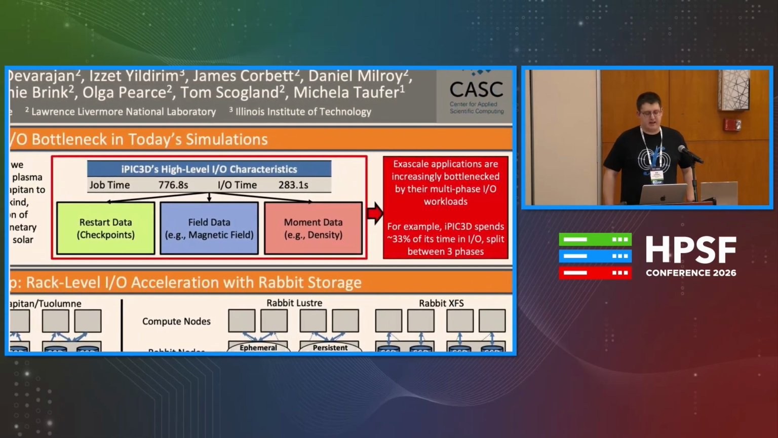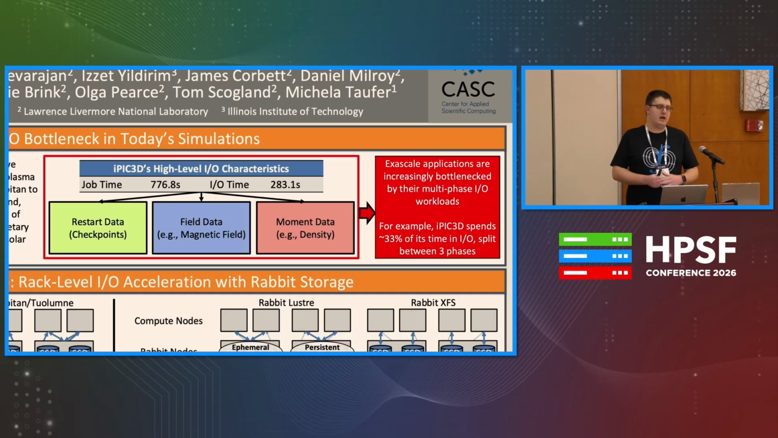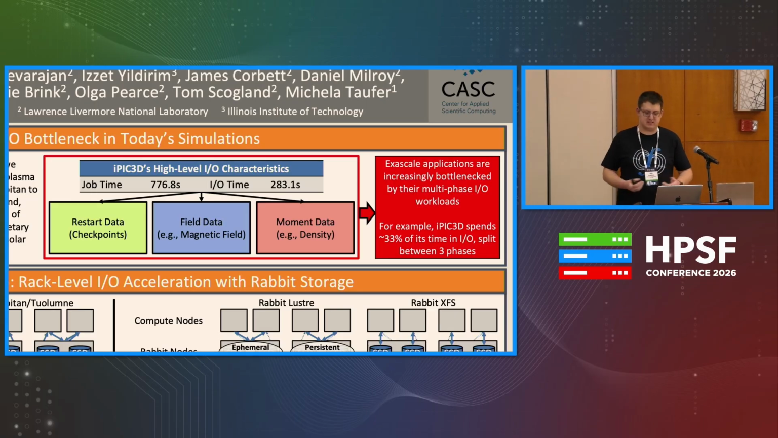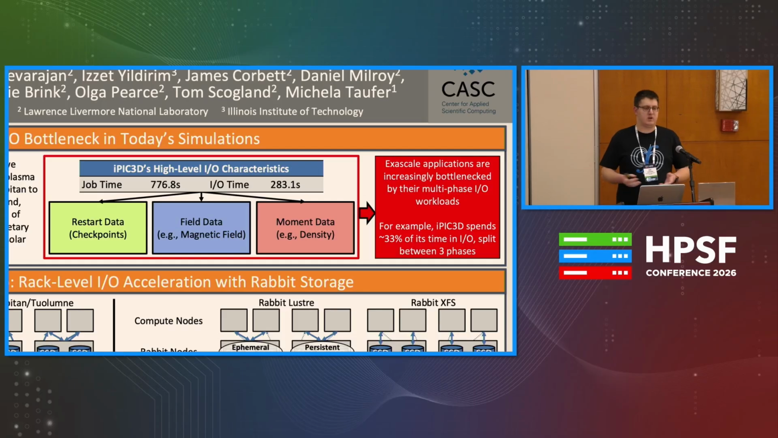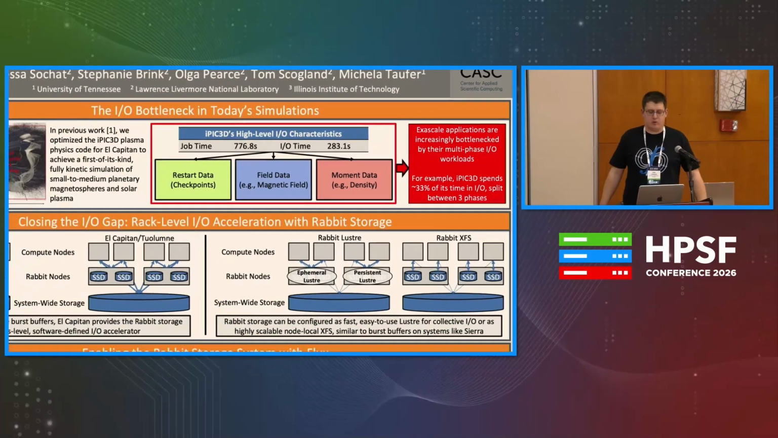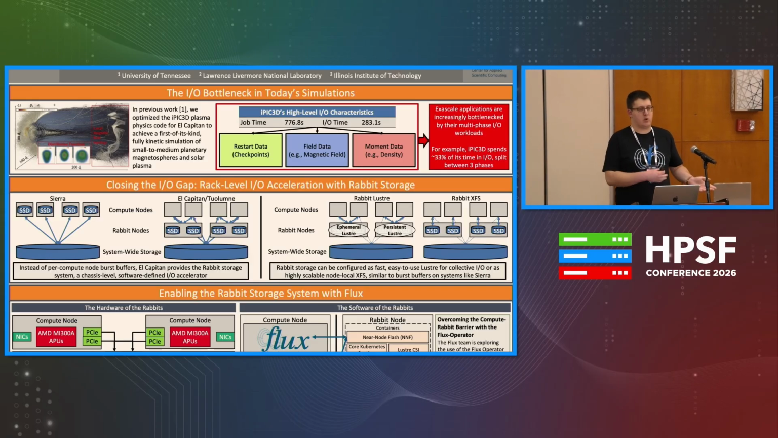But in looking at the data after that work, we found a bit of a bottleneck, that this application spends about a third of its time in I/O, and exacerbating that issue, the I/O is split across 3 different phases. And this is exceedingly common in exascale applications, where they're increasingly bottlenecked by multi-phase I/O workloads. So to solve that, we looked at a unique piece of hardware on El Capitan and Tuolumne called the Rabbit nodes.